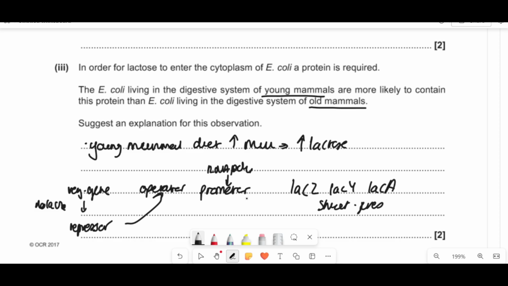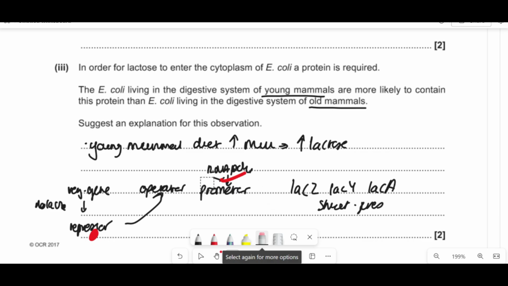The binding of this stops RNA polymerase from binding to the DNA at the promoter region, which means you can't get transcription and translation. But when lactose is present, lactose will bind to the repressor like this, and it will cause it to change shape so that it can no longer bind to the operator and is no longer complementary in shape. Therefore, RNA polymerase can bind to the promoter, and then you get your stuff going.